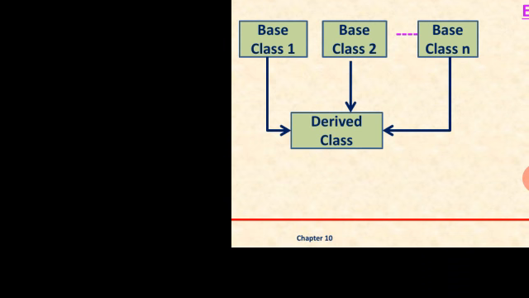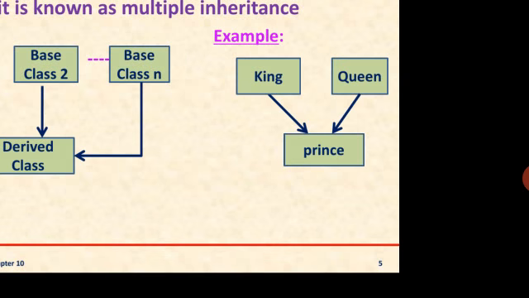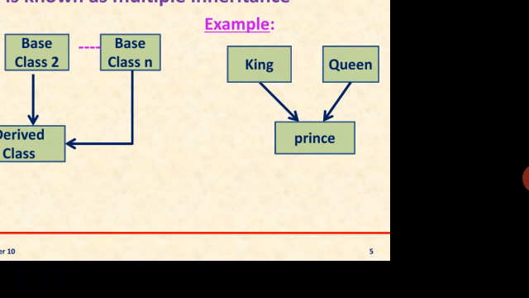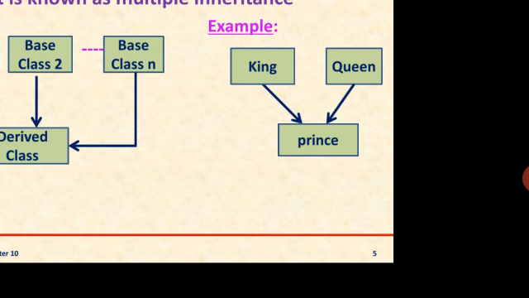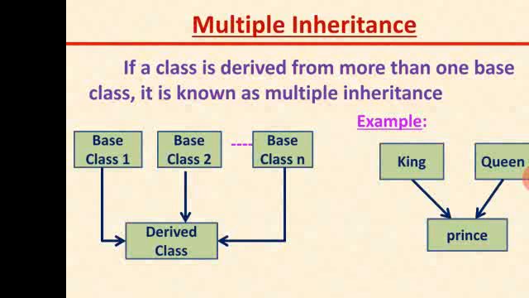To show you this, I will give an example. The prince is the derived class here. He will get the characters from the king as well as the queen. So this is an example of multiple inheritance. Students, please remember, when they ask you to explain the types of inheritance, you have to write the definition, and you have to write these two examples for all the levels.